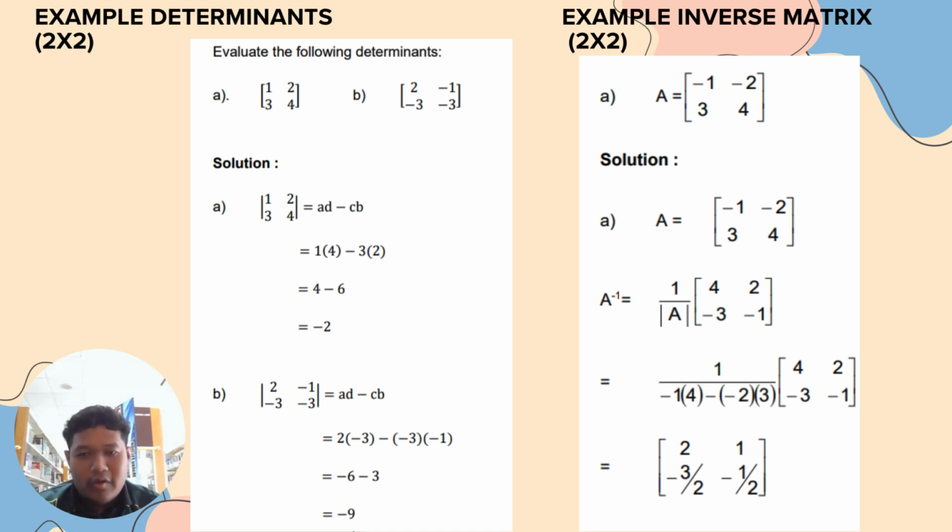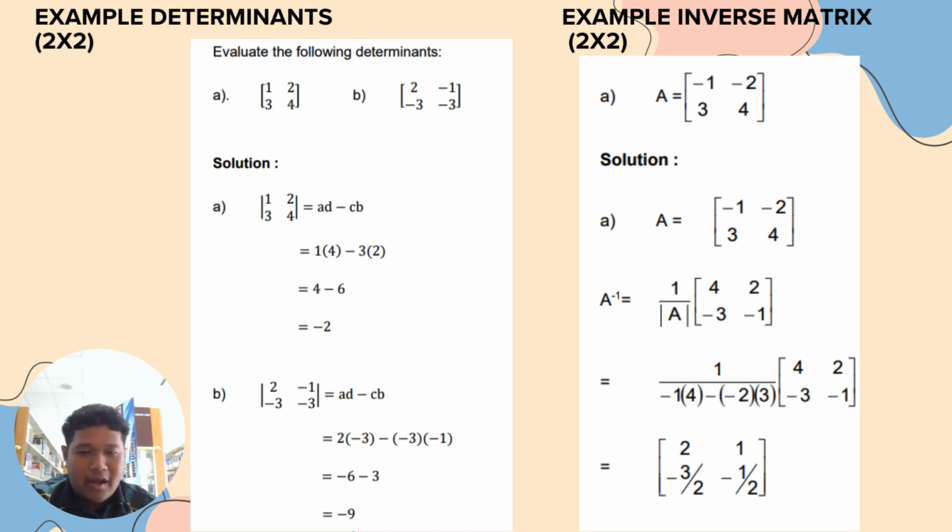As you can see, question A is given matrix 1, 2 and 3, 4. How do we get the value? The first one is we must do A multiplied with D minus C multiplied with B. So the equation is 1 multiplied by 4 minus 3 multiplied with 2. So the answer is 4 minus 6, and the final answer is negative 2. This is question A.